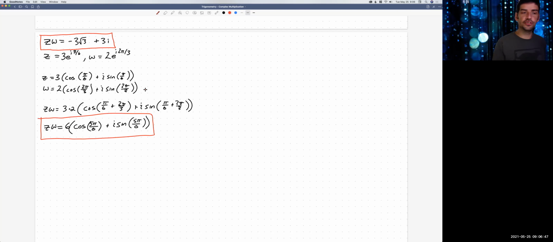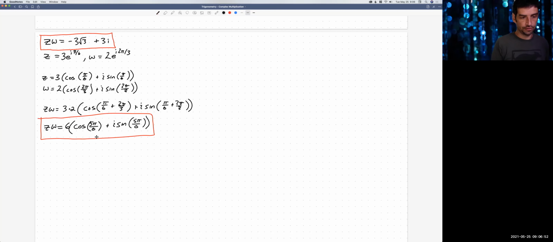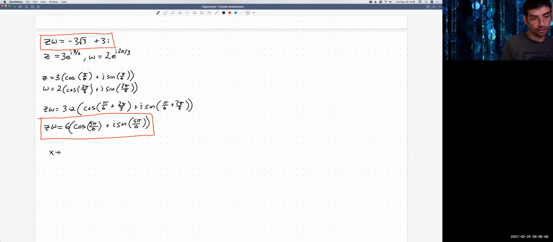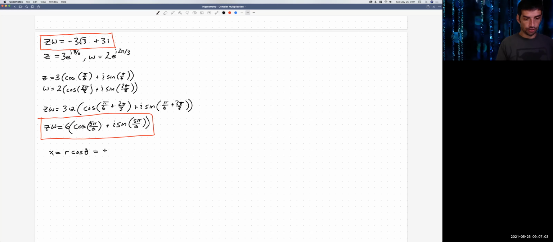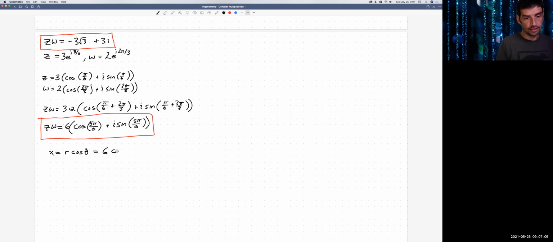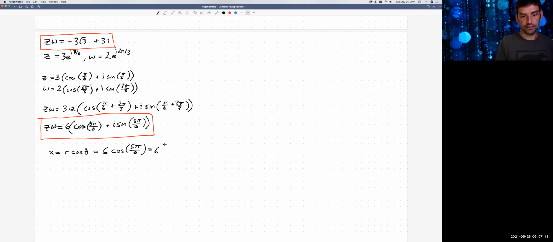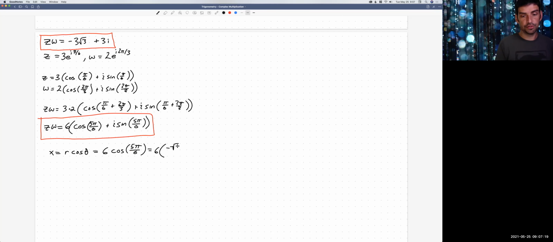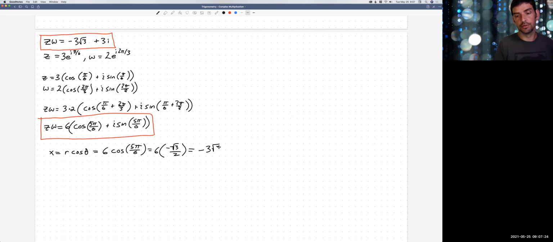So let's convert, since we already practiced converting rectangular to polar, let's convert this polar form of ZW into rectangular. We know that x should be equal to r cosine theta. So that's going to be 6 cosine of 5 pi over 6, which is 6 times negative root 3 over 2. Multiply these together, we get negative 3 root 3.